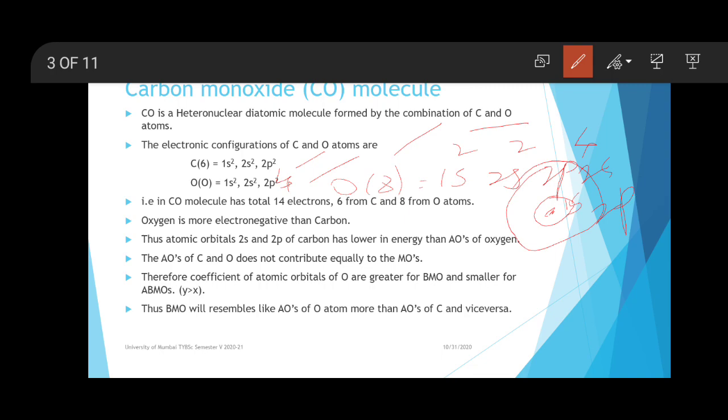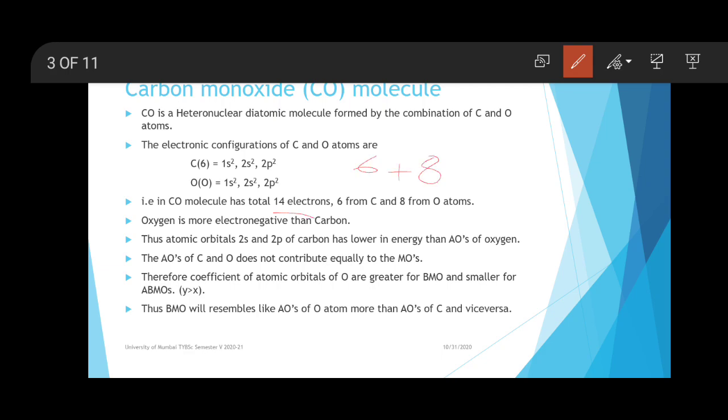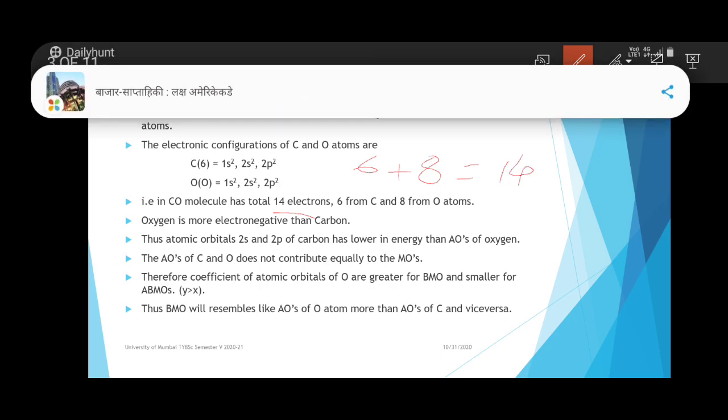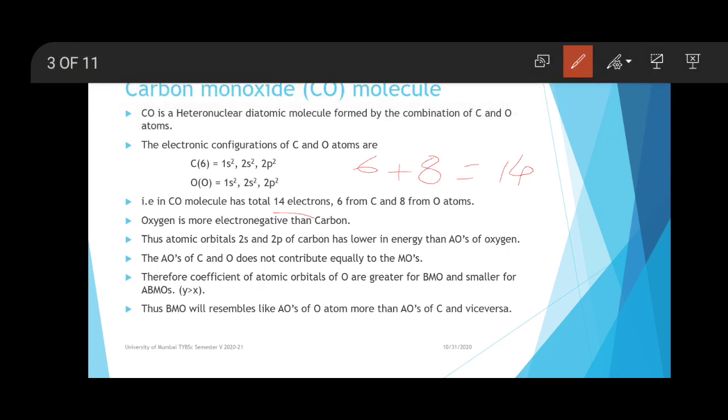Now if you combine these two, look at the valence shell. For carbon there are 4 electrons in the valence shell, and for oxygen there are 6 electrons in the valence shell. If you count the total number of electrons in a carbon monoxide molecule, that will be 14, because 6 plus 8 equals 14. 6 is the atomic number of carbon and 8 is the atomic number of oxygen. So the total number of electrons in carbon monoxide will be 14.